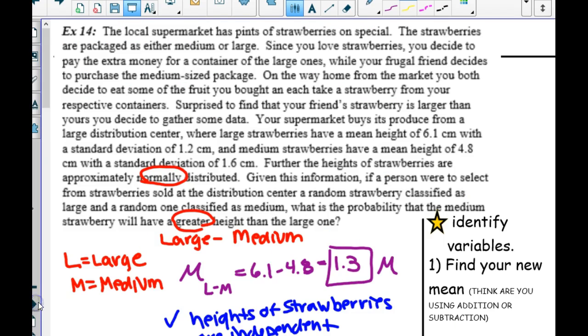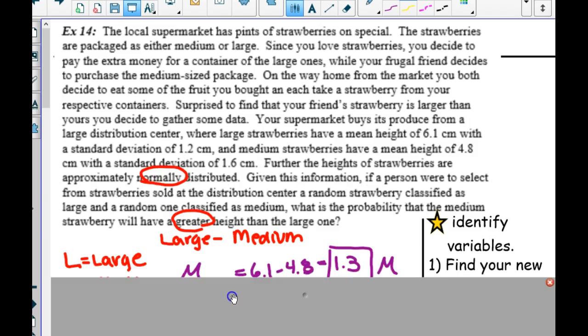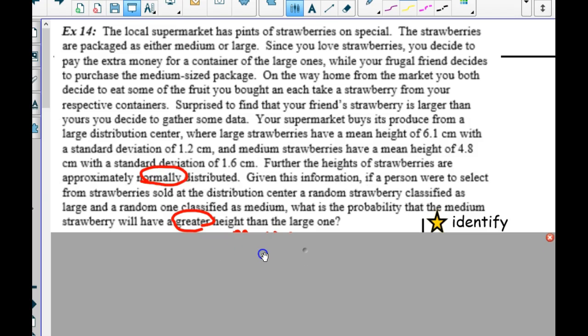Okay, last question. This is a really long question, so I want you to just read it right now. Pause it and read. Let me just summarize it real quick. You have a bin of medium strawberries, a bin of large strawberries. It gives us the standard deviations and the means for the large right here. It gives us the standard deviation and the means for the mediums right here. I would write that down. I didn't in the notes, and I should have done that.